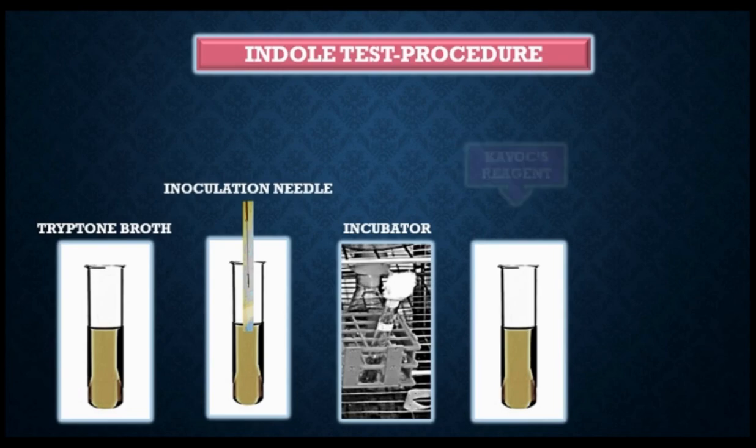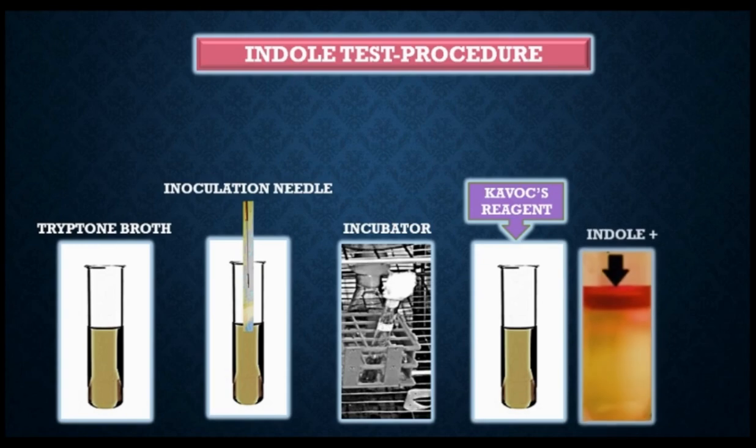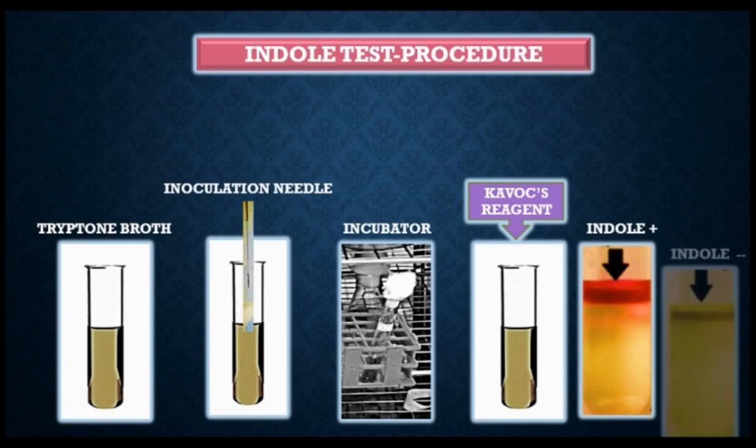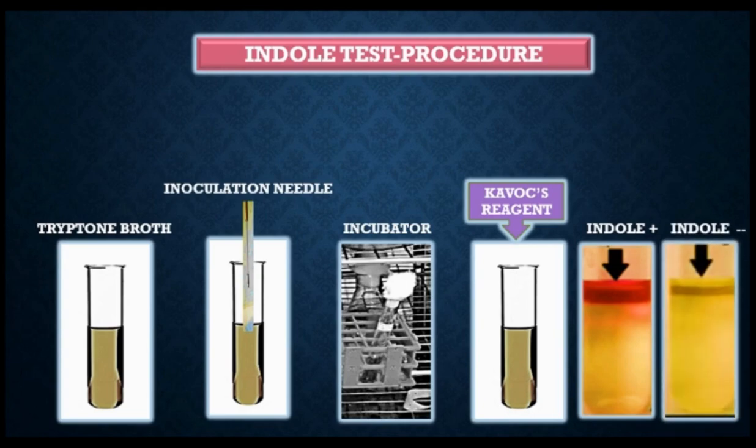After that, you take it out and add Kovac's reagent into that solution. Then you observe it. If a red precipitation is formed, it is called indole positive. If a light yellow precipitation is formed, it is called indole negative.